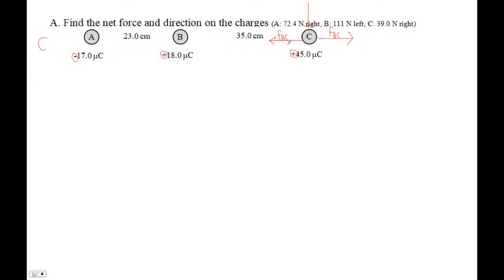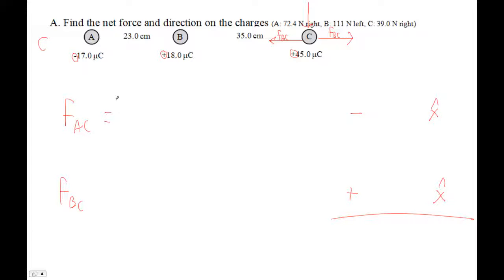Okay. So the force of A on C will be to the left, or in the negative x hat direction. Right. In the end, it's going to be in the negative x direction, and the force of B on C is going to be in the positive x direction. Then we're just going to add these up.